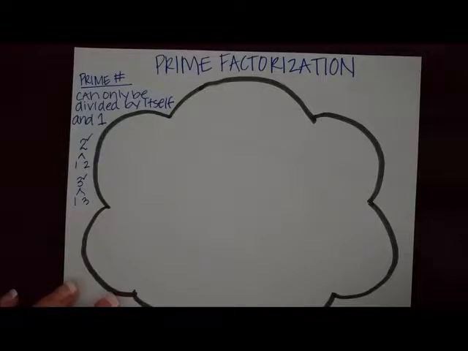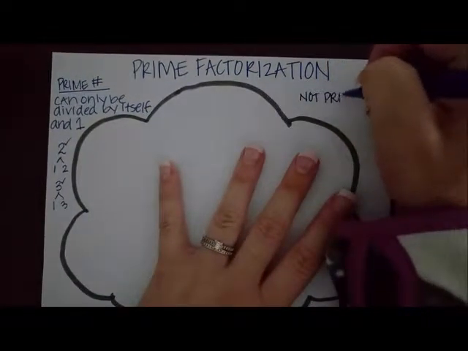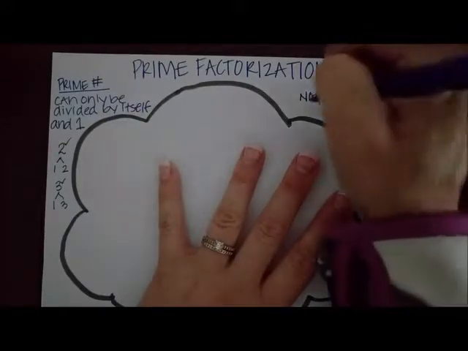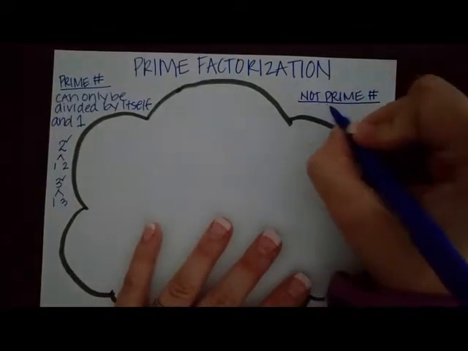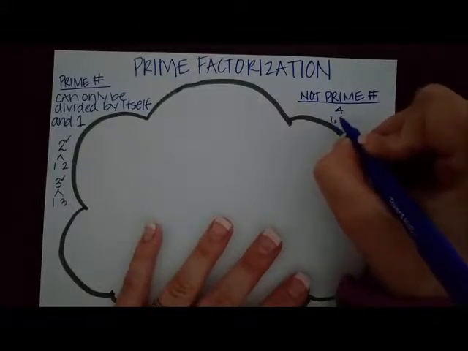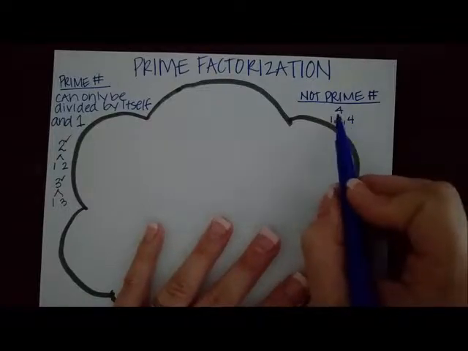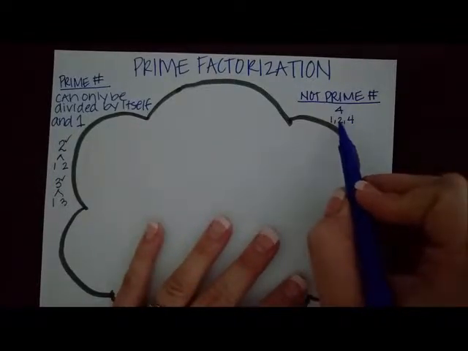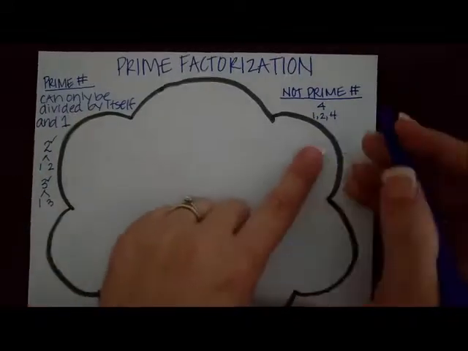What about 4? So I'm going to put over here not prime. Not a prime number, okay? Let's list some examples. Well, 4, the factors of 4 are 1, 2, and 4. So 4 is not prime because it can be divided by 2 also. It's not only just itself and 1 like all these over here. So 4 is not prime.